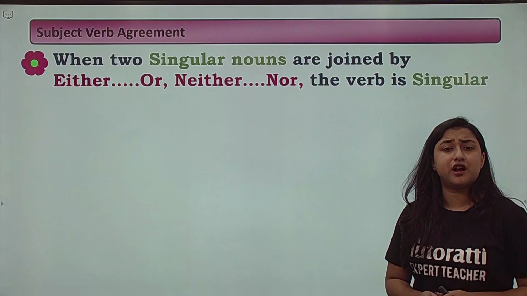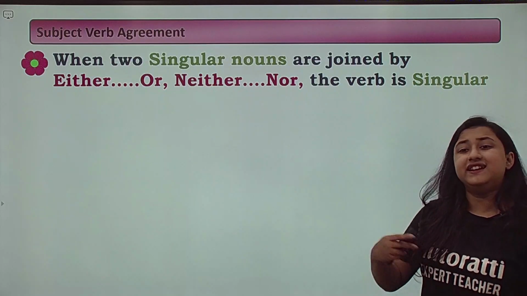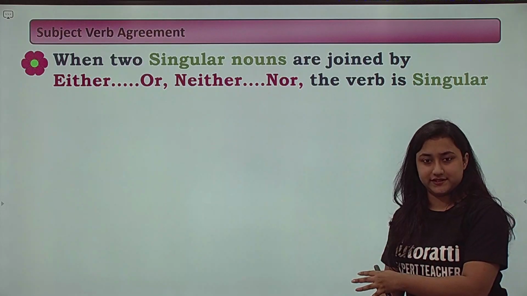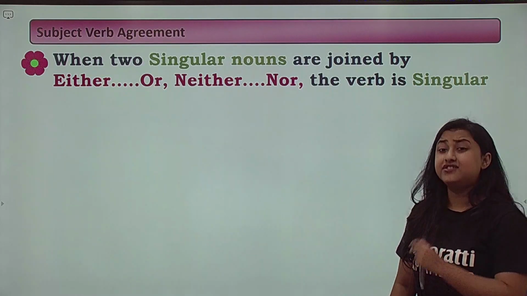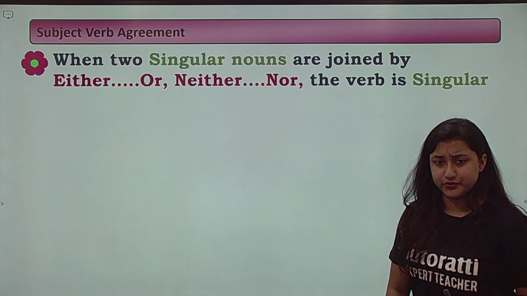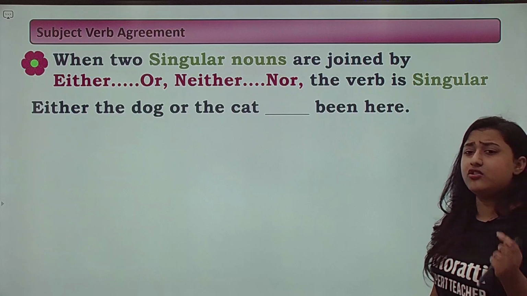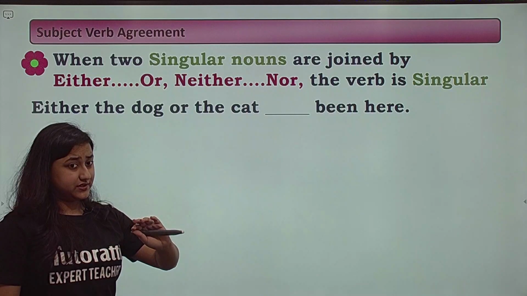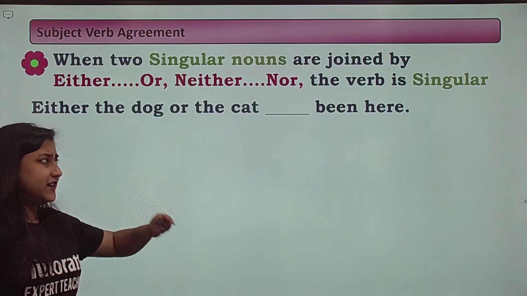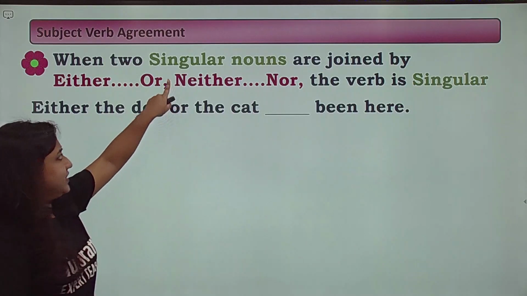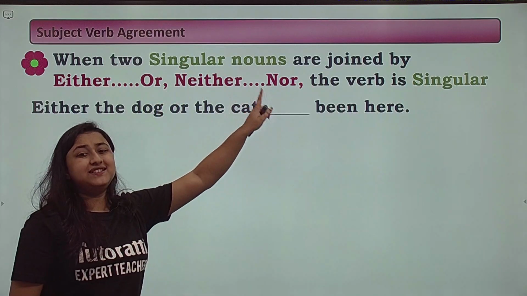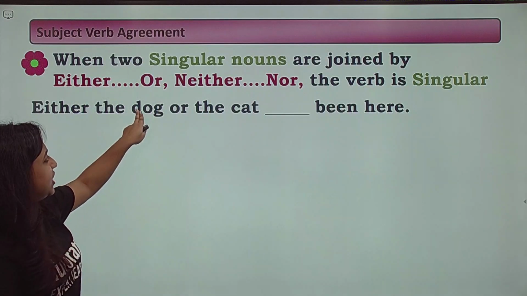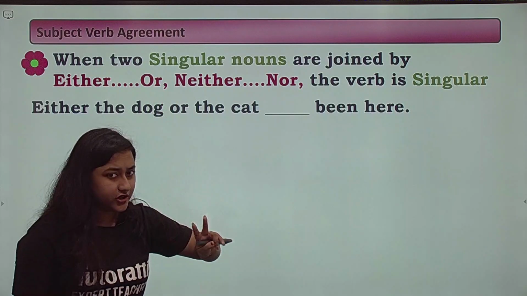When two singular nouns are joined by either or, neither nor, alright, we say that either the chairs or the tables need to be cleaned. Alright, so in those cases, what do we need to use? Let's see. Either the dog or the cat dash been here. Now please do not confuse yourself students. In case the sentence contains either or neither and nor, the verb is singular always if there are two singular nouns. Now as you can see, dog, cat, both are singular, alright.